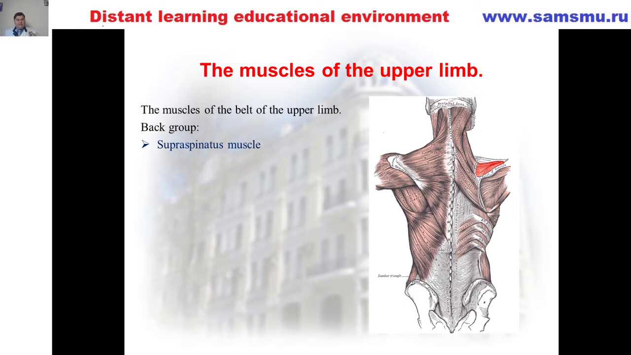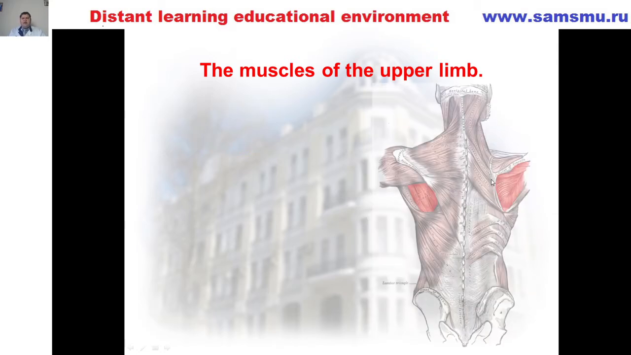This muscle is covered by a strong fascia, the supraspinous fascia, which fuses with the edge of the supraspinous fossa to form a sheath for this muscle. Action: abduction of the arm, and this muscle is a synergist of the deltoid muscle.